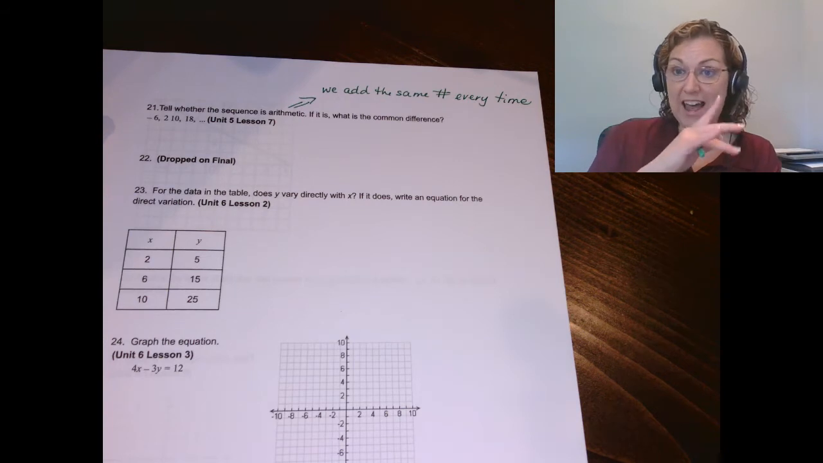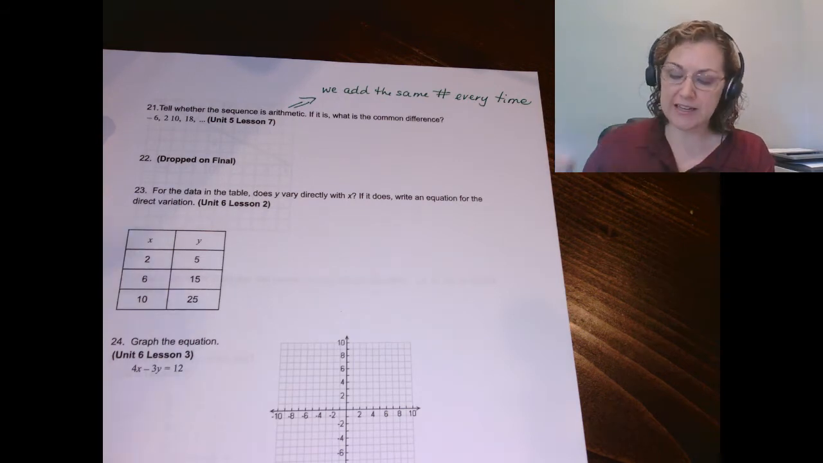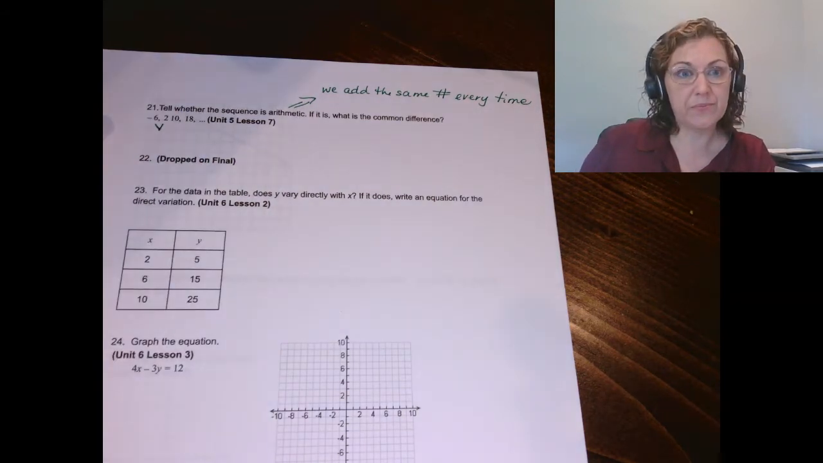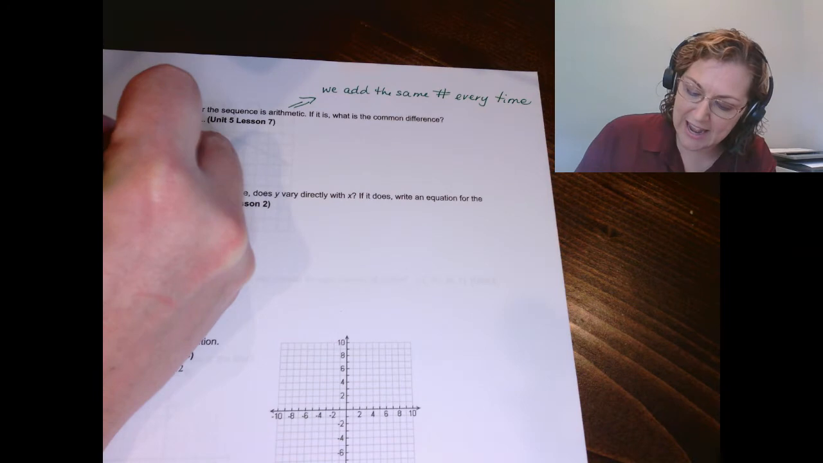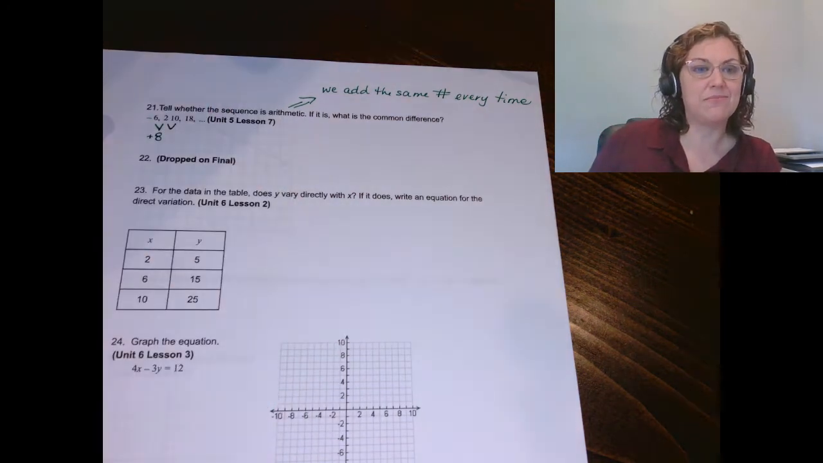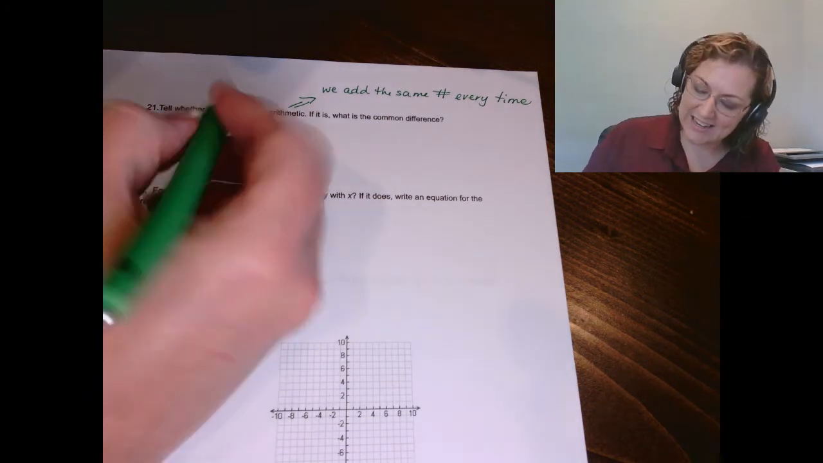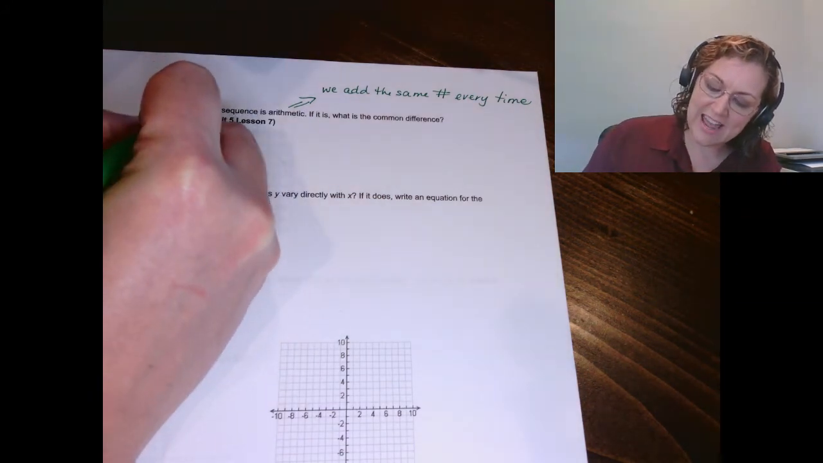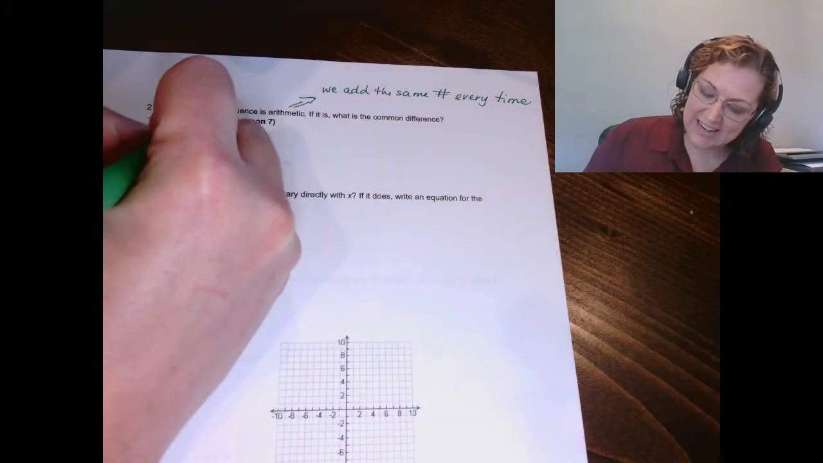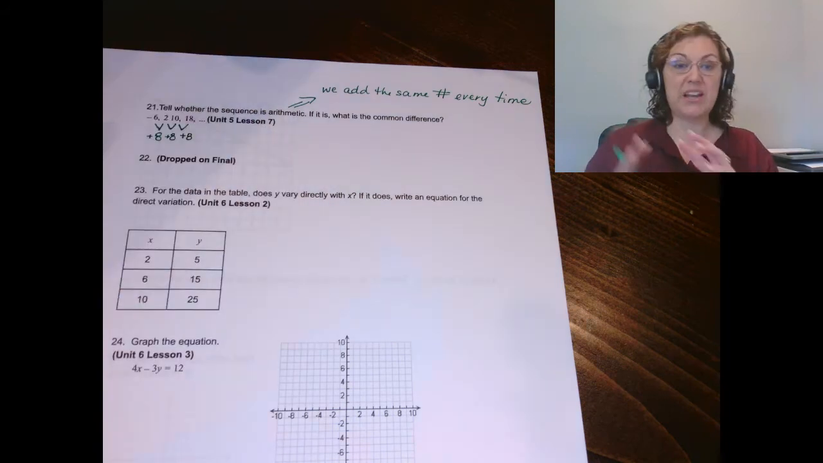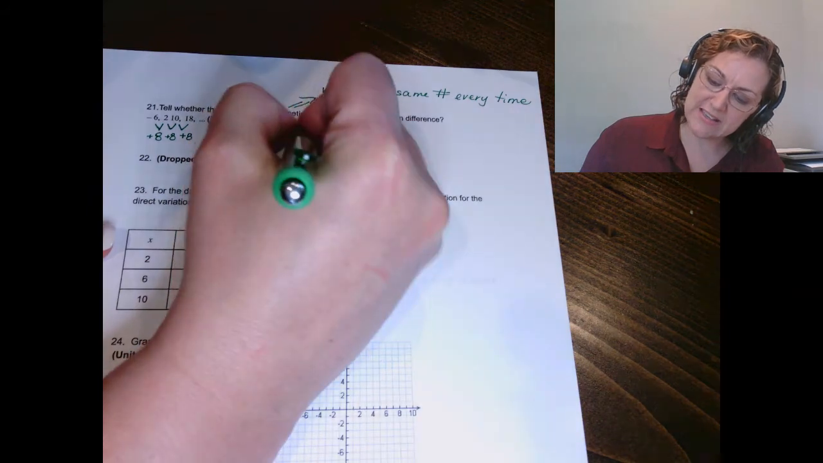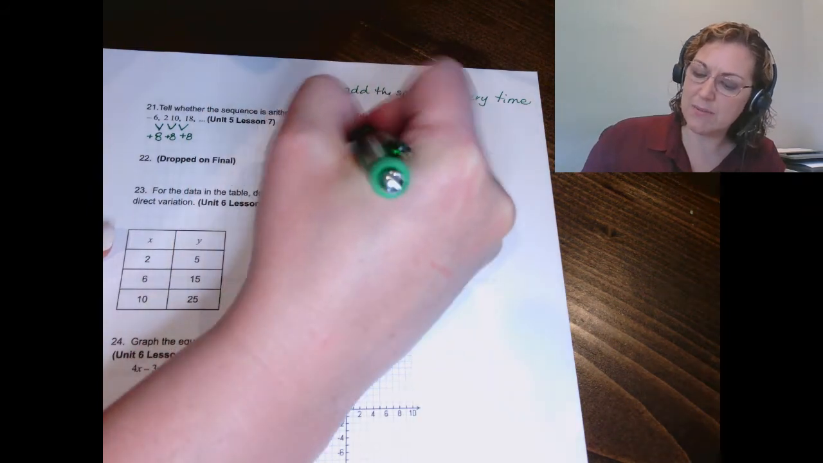So remember, we've got to ask, what did I add to this first term to get the next term? What did I add to -6 to get 2? I got 8, right? I added 8. What did I add to 2 to get 10? I added 8. What did I add to 10 to get 18? I added 8. You're right. Good. Because I added the same number every time, yes, it is arithmetic.